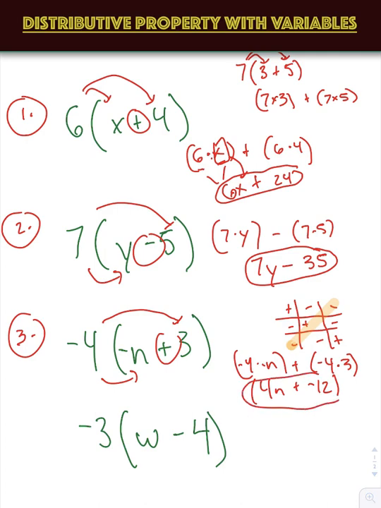We could also rewrite this as 4n minus 12, because adding a negative is the same as subtracting a positive.